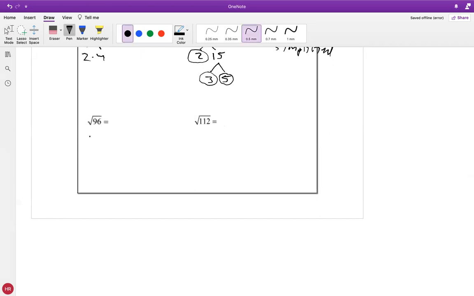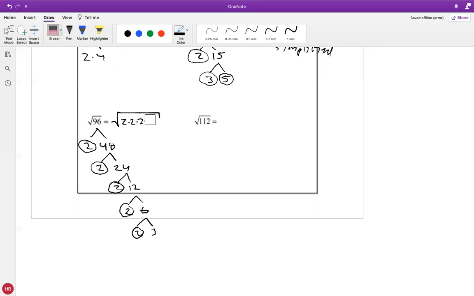Let's see, 96, 2 times 48, that's true. Not a perfect square, but it still has more divisors. 2 times 24, not a perfect square. 2 times 12, not a perfect square. 2 times 6, and now this is 2 times 3. So there's 2 times 2 times 2 times 2 times 2 times 3.